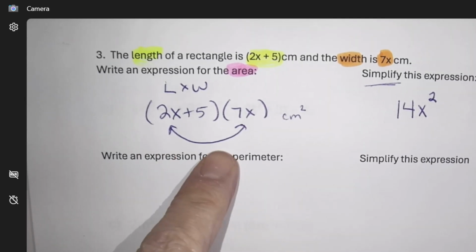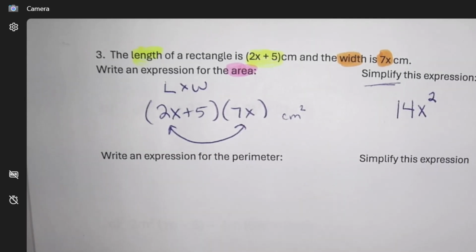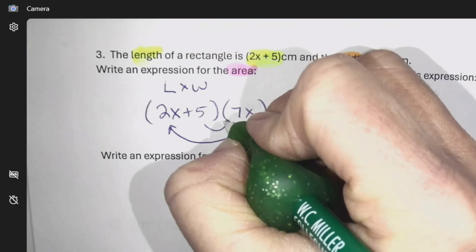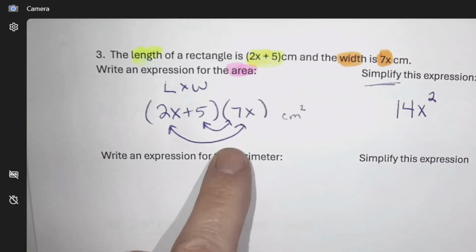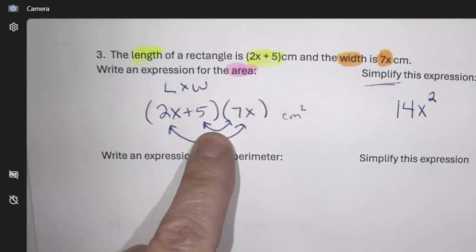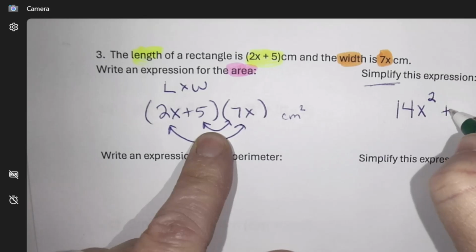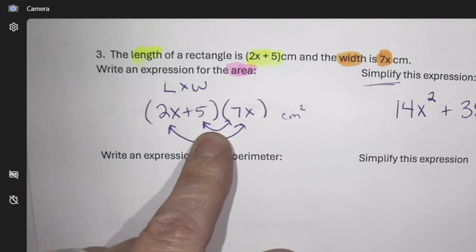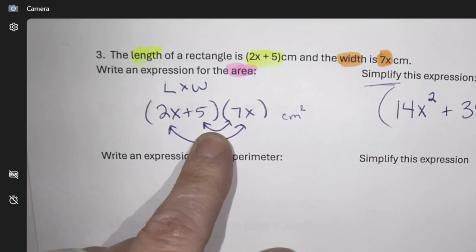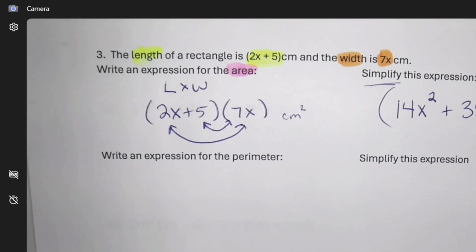So this is the first distribution. What is the second distribution? This is the second. So this is going to make 35x centimeters squared.